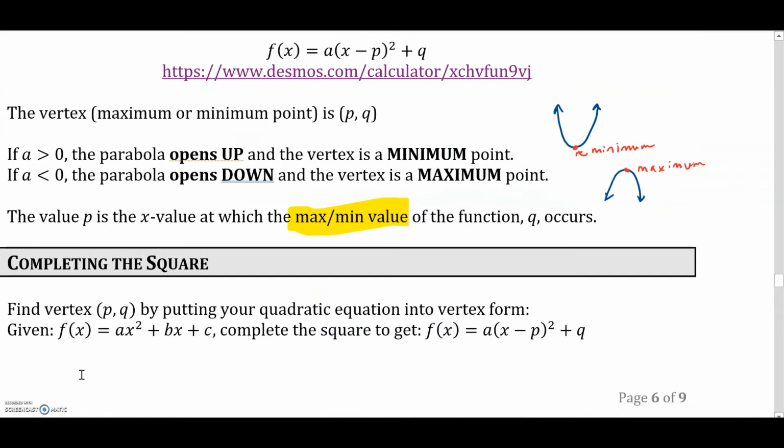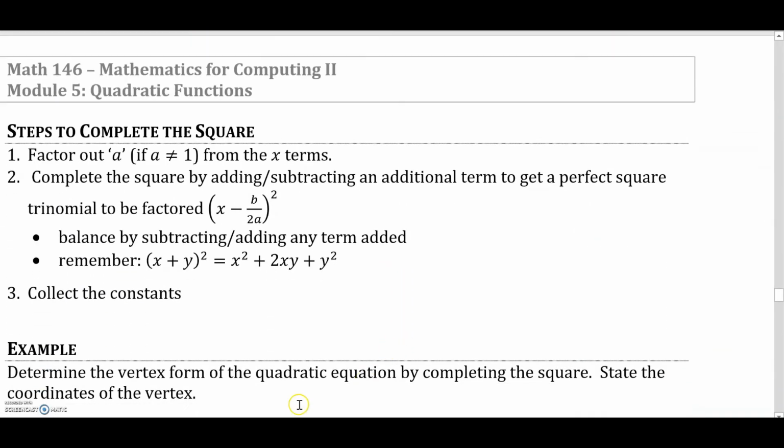Completing the square is the process to find the vertex (p, q) by putting the quadratic equation into vertex form. Therefore, given the quadratic equation in general form, ax² + bx + c, we complete the square to put it in the form a(x − p)² + q. This process is described below using the following steps. First thing we do is factor out a. We only need to do so if a is not equal to 1. So we factor it out from the x terms.